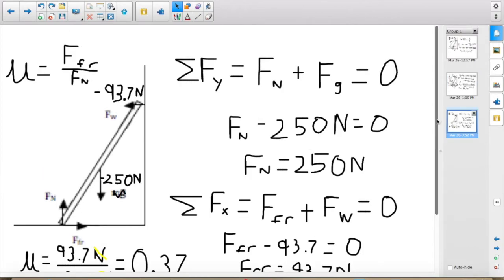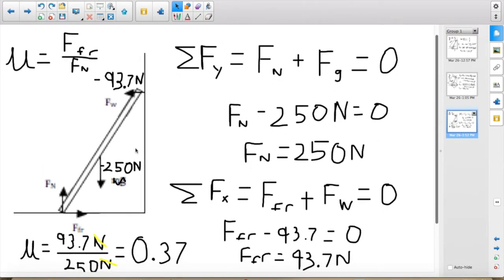So on this last slide, remember we started off with trying to find the coefficient of friction, and I put up the equation that the force of friction equals the coefficient of friction times the normal force. We can rearrange that to solve for coefficient of friction as just the force of friction divided by the normal force.